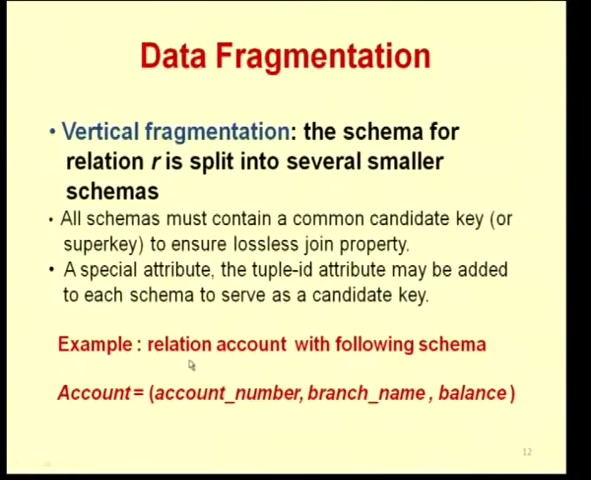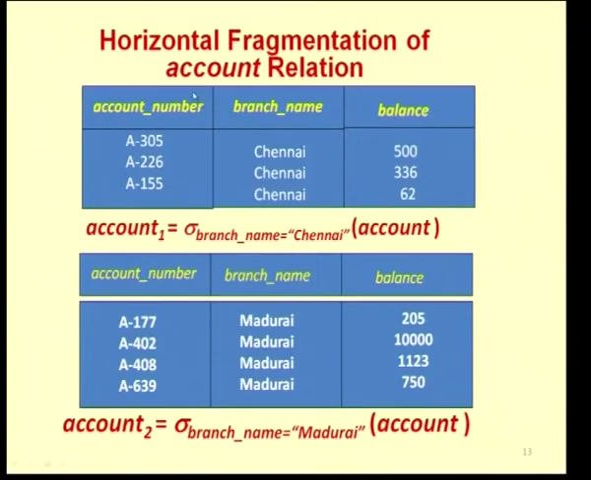For example, if you take the relation account with the following schema: account number, branch name and balance. Suppose you have horizontal fragmentation of the account relation, this is the complete account. You can have two sides now: account 1 is select branch name equal to Chennai from account and account 2 is select branch name equal to Madurai from account. So, this way you have one side containing 3 and another side containing 3, but you should know how you have split it so that you can rejoin it later.